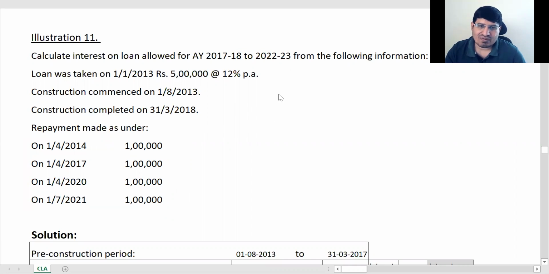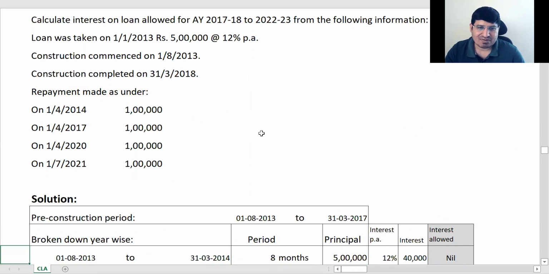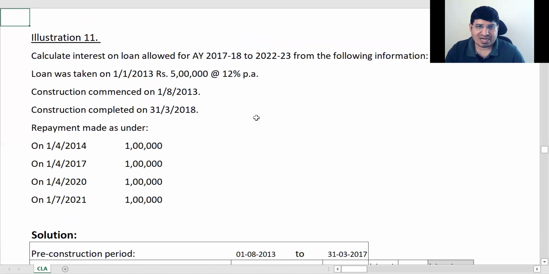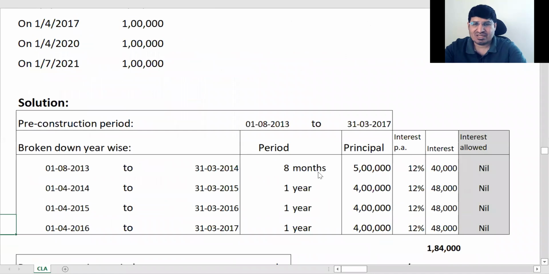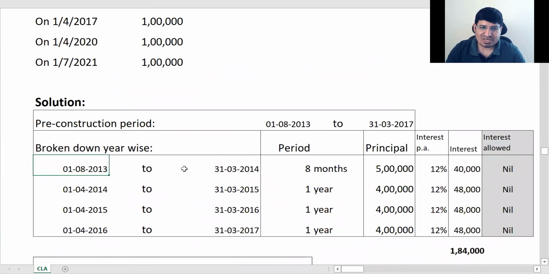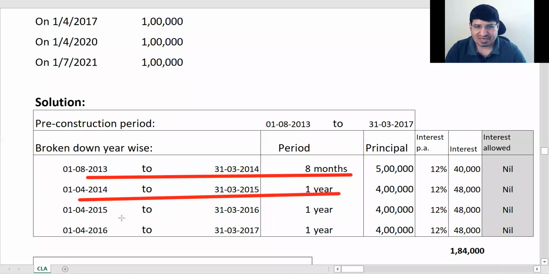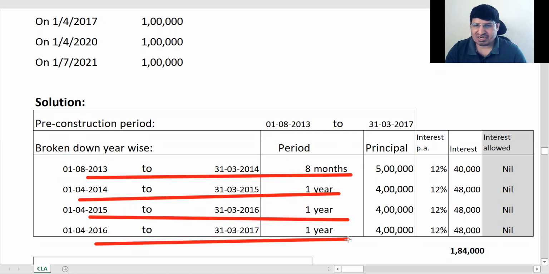तो चलिए सबसे पहले हमको क्या करना है, लोन अलाउड कितना है वो पता करने के लिए पहले प्री कंस्ट्रक्शन इंटरेस्ट कैलकुलेट करेंगे। ठीक है, so here what we had said, यहाँ पे pre-construction period would be 1/8/2013 to 31/3/2017. Okay, till 31/3/2017. ओके, ये हमारा प्री कंस्ट्रक्शन पीरियड है। So let us see, 1/8/2013 to 31/3/2017. ओके, तो चलिए इसको हम ईयर वाइज देखते हैं, just break it down to years. ठीक है, 1/8 से तो first it will be 8 months. So this is going to be 8 months here. So after this 4 continuous years. Okay, 4 years ending at 31/3/2017.